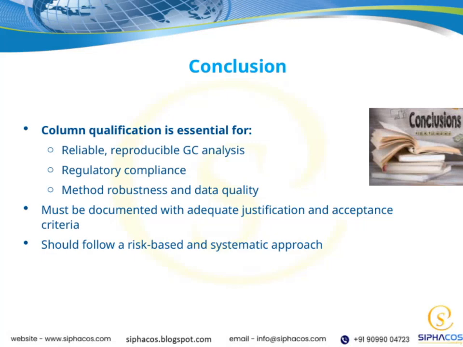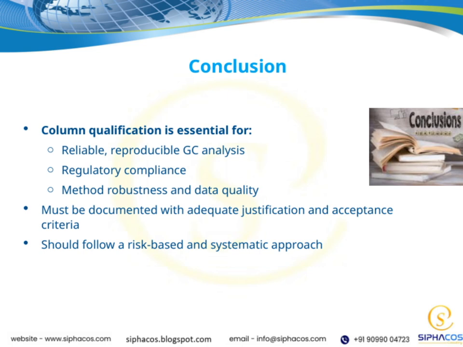Let's wrap up by emphasizing that column qualification is truly essential for ensuring reliable and reproducible GC analysis. When we properly qualify our columns, we can be confident in the consistency of our results, which is critical for making sound decisions. It also plays a key role in maintaining regulatory compliance, as authorities often require well-documented methods and validated equipment. Additionally, a thorough qualification process enhances the robustness of our method and improves data quality, helping us identify potential issues before they impact our results.